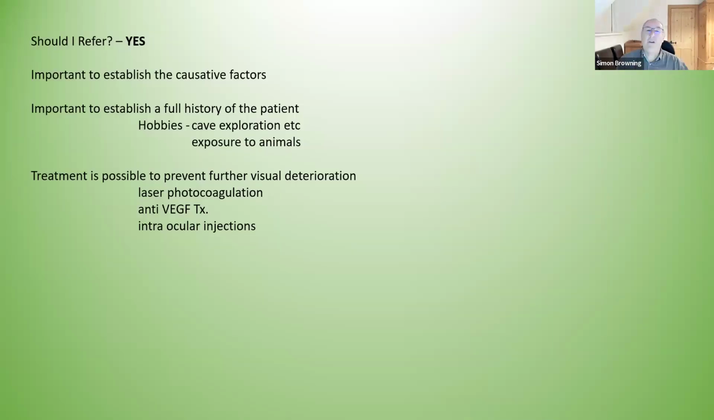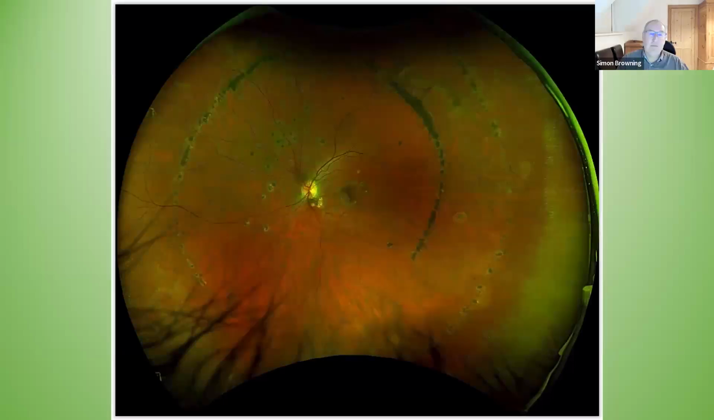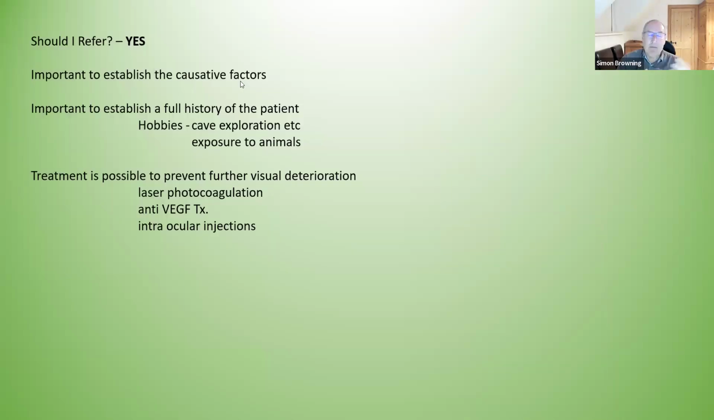So should you refer these sorts of patients? Yes, because with all these sorts of patients, we want to understand the causative factors behind them. Again, if you're seeing these sorts of images on the retina, you need to go back into the patient and just establish a full history of this patient. You know, is there a hobby of cave exploration? And I think the reason for the tie with caves is obviously where the bats live. They live in caves. But you can treat these patients. So laser photocoagulation, anti-VEGF treatment is available in the early stages. So again, refer these patients straight away.